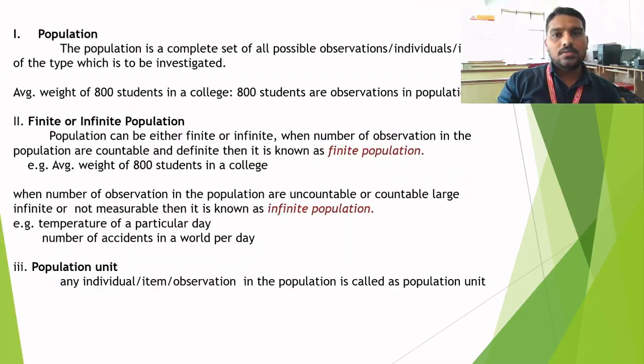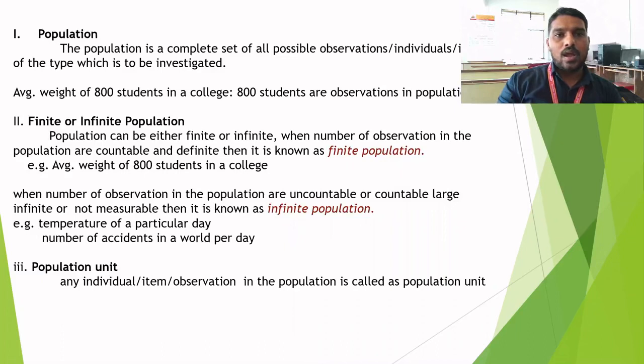First, in the sampling there are two main parts. First is population and second is sample. What means population? Population is the complete set of all possible observations or individuals or items of the type which is to be investigated. For example, we are going to study the average weight of 800 students in a particular college.